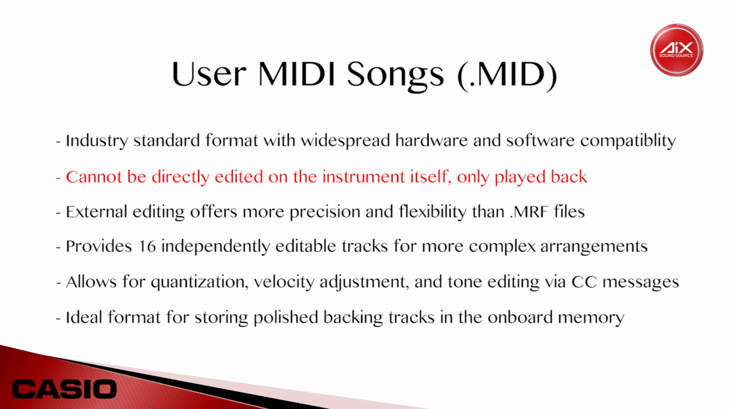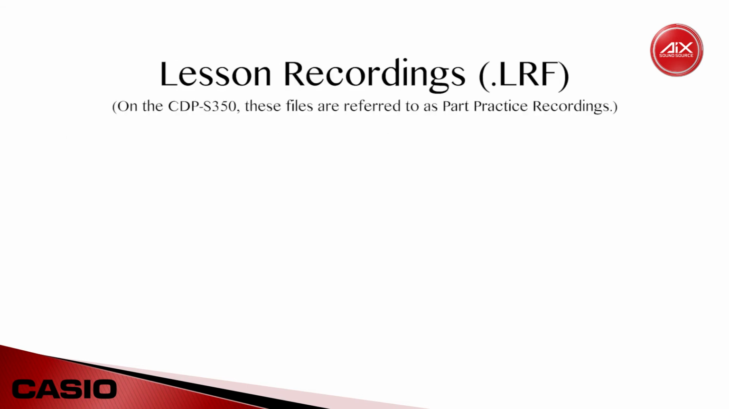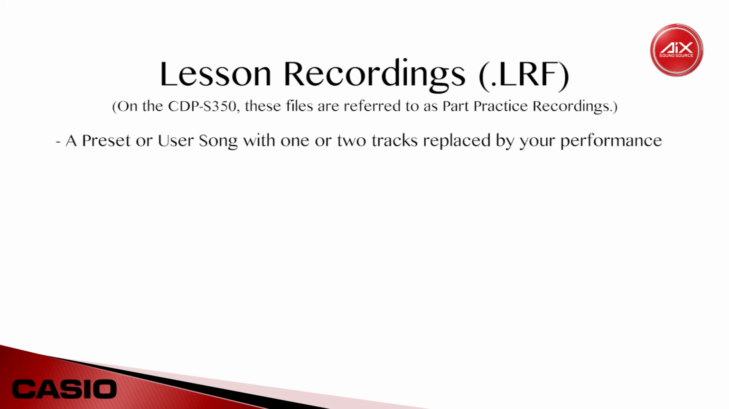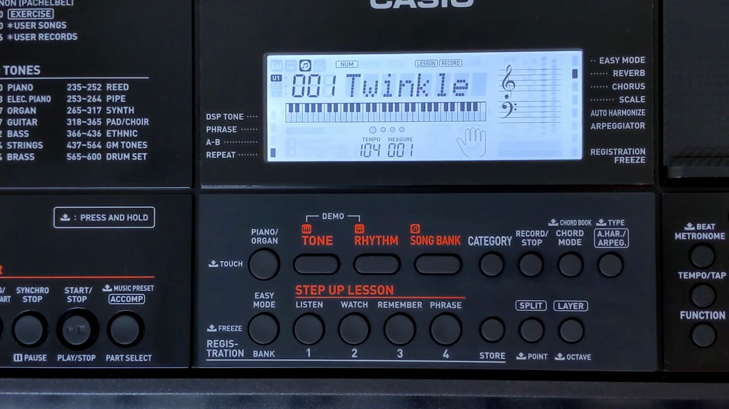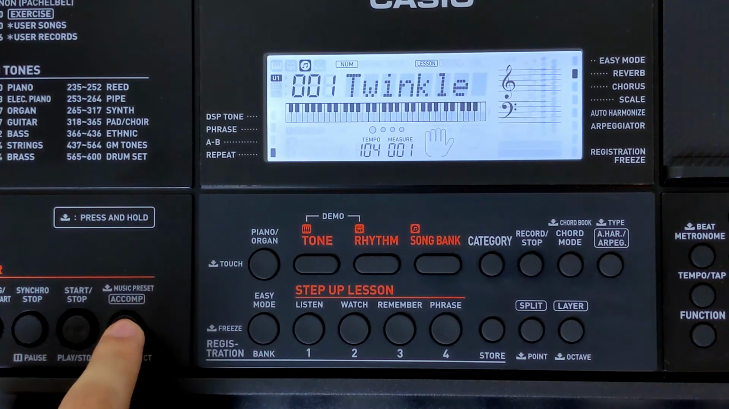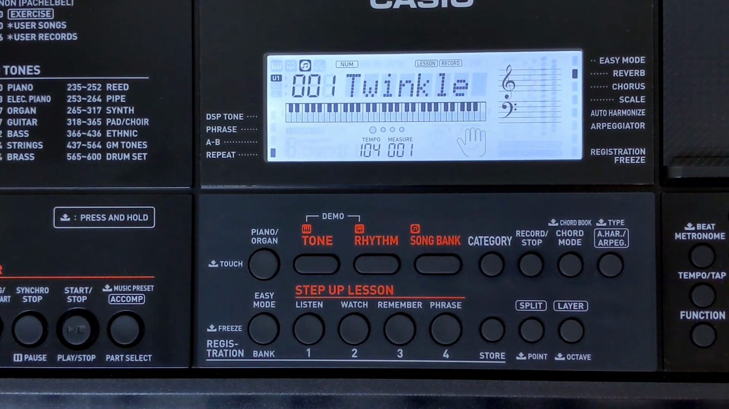And on that note, we have our third and final file type for this video, lesson recordings, which use the .lrf extension. We already covered how to create lesson recordings in the final video for part 2 of this series. But as far as the technical aspects are concerned, a lesson recording is really just a user MIDI file with 1 or 2 parts removed and replaced with your performance during a lesson. When you select a song for lesson recording, switching between a left, right, or both hand lesson will determine whether the left-hand track, the right-hand track, or both tracks will be overwritten by your recorded performance in the finished file.